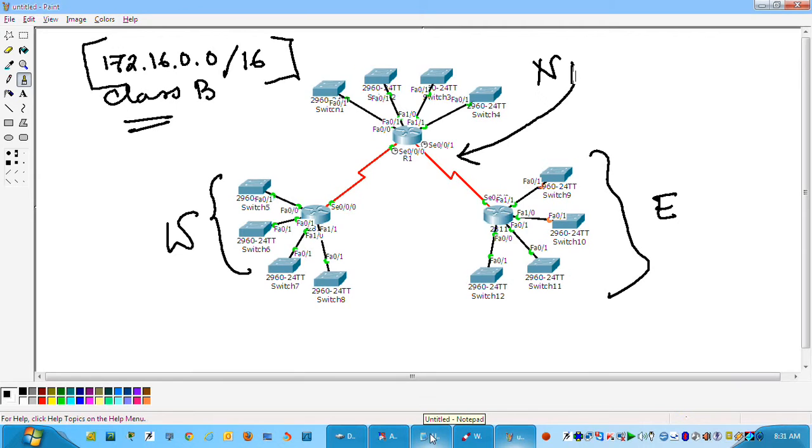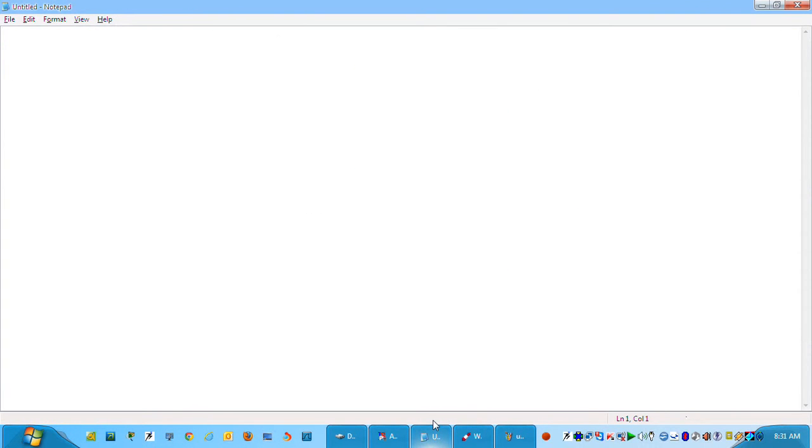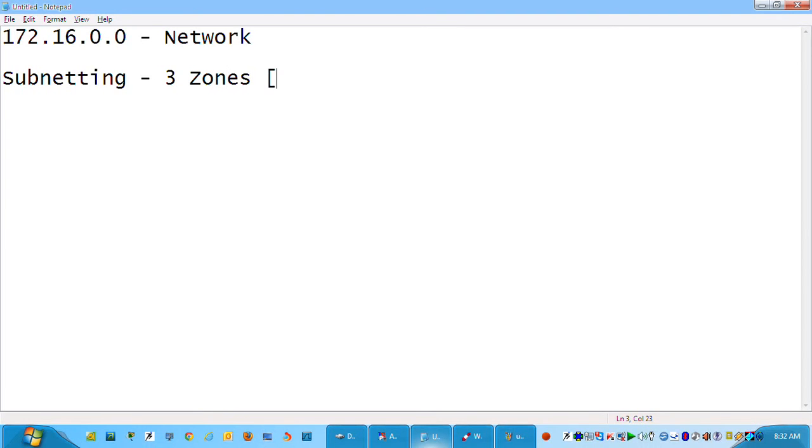Now they have given a few specifications. First, they are telling us that 172.16.0.0 is the entire network of this organization. This will be subnetted as follows. Initially, the number of hosts needs to be equally divided into three zones, that is north, east and west.